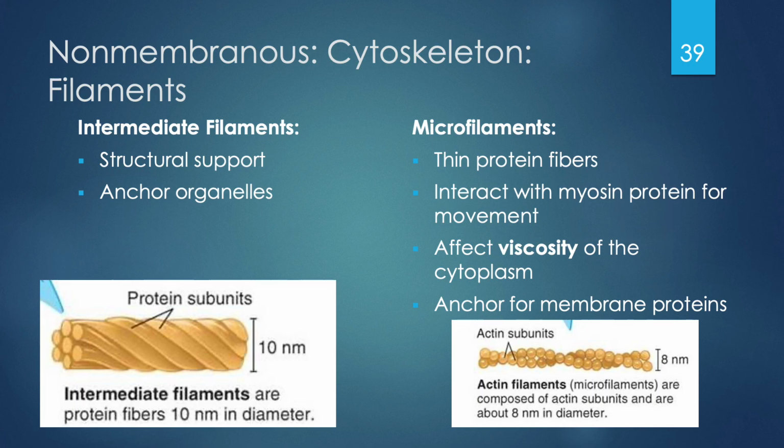The microfilaments are very thin. In fact, they're really, really delicate. So they're only about 8 nanometers in diameter. And what they do is they'll interact with a number of different things. The example you see below is an actin filament. And in skeletal muscle, actin and myosin are going to work together to create movement and muscular contraction. Microfilaments are also important because they affect the viscosity of the cytoplasm, and again, these also act as an anchor for membrane proteins.